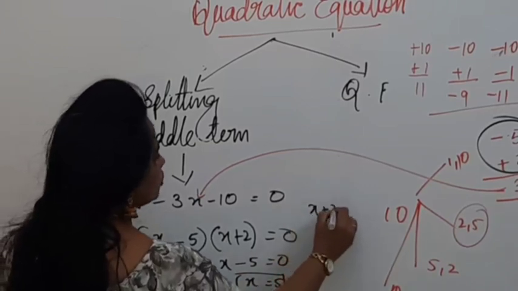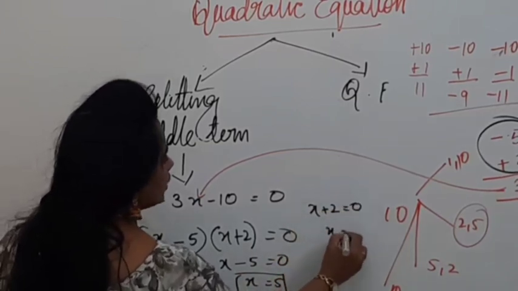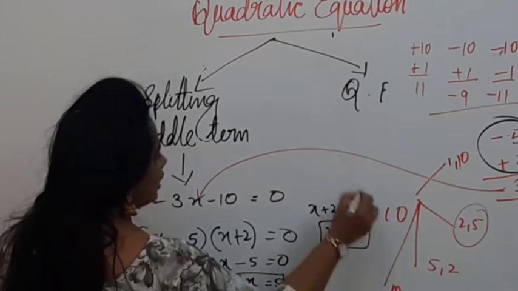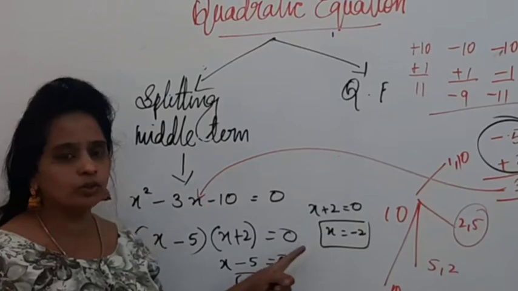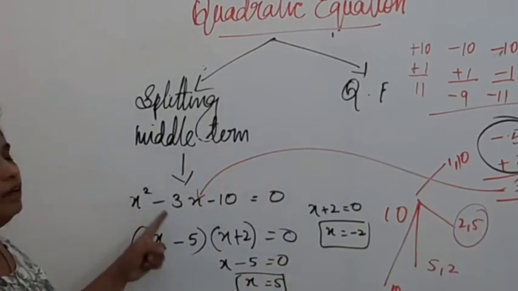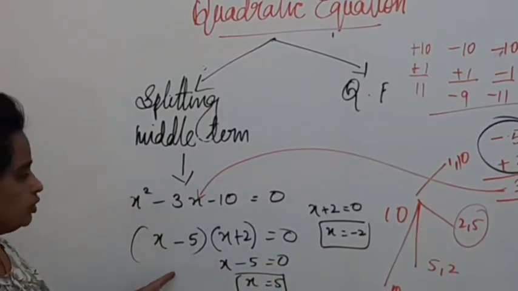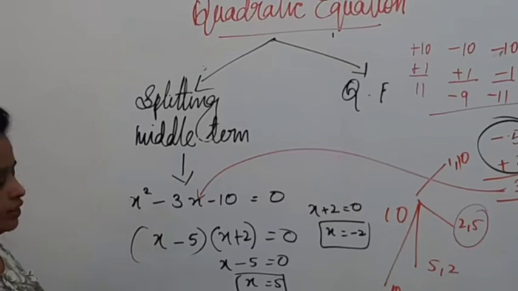and then x plus 2 is equal to 0, so x is equal to minus 2 is my another solution. So I got two solutions for this quadratic equation. So that's how I find the solution.